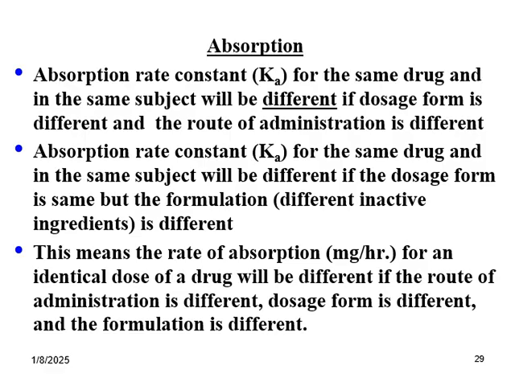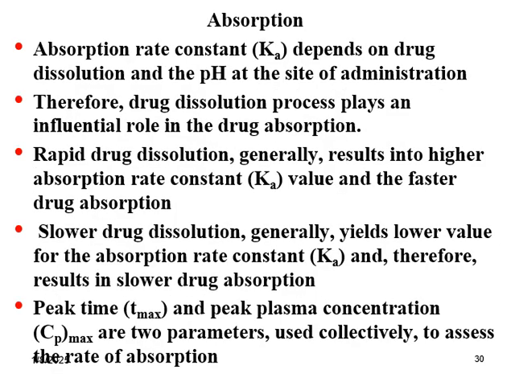There are also some other important features for the absorption rate constant. Ka depends on the drug dissolution and the pH at the site of administration. Because of that, the drug dissolution process is very critical in drug absorption. For example, rapid drug dissolution can result in a higher absorption rate constant. Drug dissolution can affect the Ka, and of course the faster drug absorption.